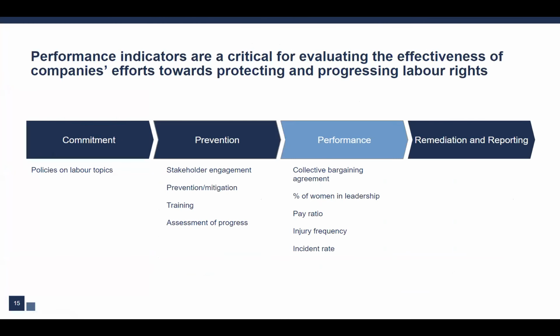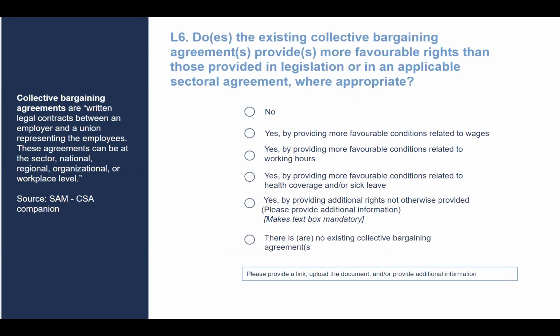Under the grouping performance, participants will answer questions related to existing collective bargaining agreements, the percentage of women in leadership positions, pay ratio between women and men, injury frequency, and incident rates. L6 asks the participant if the existing collective bargaining agreements provide more favorable rights than those provided by legislation. More favorable conditions can be provided in relation to wages, working hours, health coverage, and sick leave, among others. Participants can also indicate if the company has no existing collective bargaining agreements.